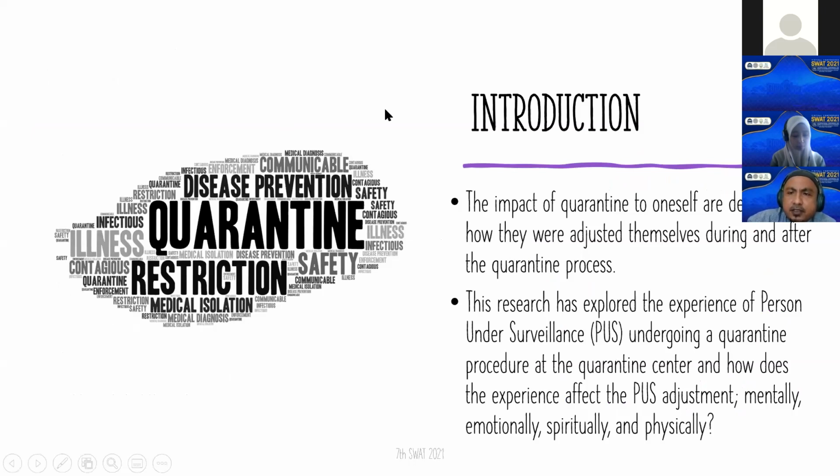The impact of quarantine depends on how individuals adjusted themselves during the quarantine process. This research has tried to explore the experience of persons under surveillance, or termed PUS. During the early stage, there are two terms that have been used, PUS and PUI. PUS is person under surveillance, PUI is person under investigation. PUS will be going through a quarantine period.